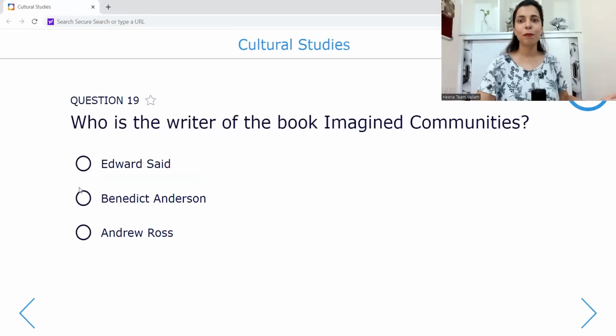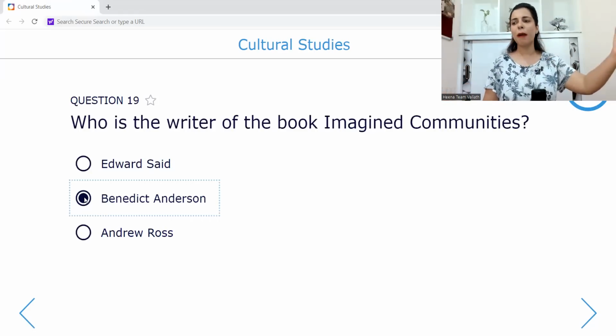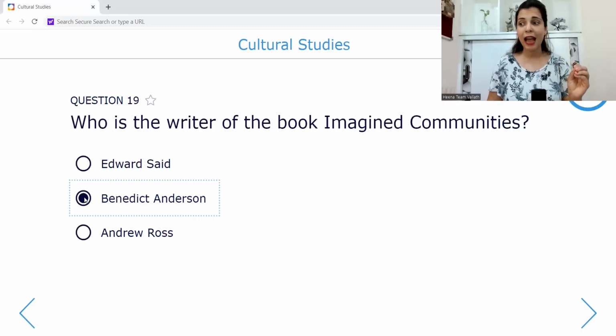Who is the writer of the book Imagined Communities? A. Edward Said, B. Benedict Anderson, or C. Andrew Ross? Imagined Communities is written by option B, Benedict Anderson, an Anglo-Irish political scientist. Imagined Communities was published in the year 1983, and it talks about the origin and spread of nationalism beyond community, beyond boundary, beyond geography. That is what Imagined Communities by Benedict Anderson, published in the year 1983, is all about.